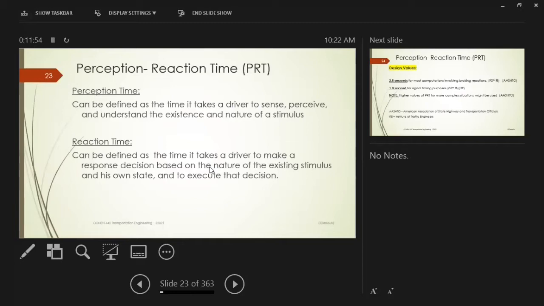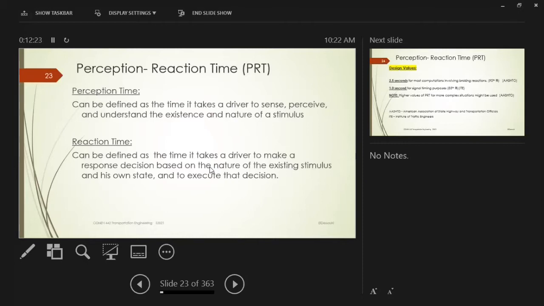That means, for example, let's assume that you are driving on the street and you see an accident. There is a time, which is the perception, to understand what you have seen in front of you. And to see it, the eye takes time to sense. Then it takes time to send the signal to the brain, to the visual cortex.